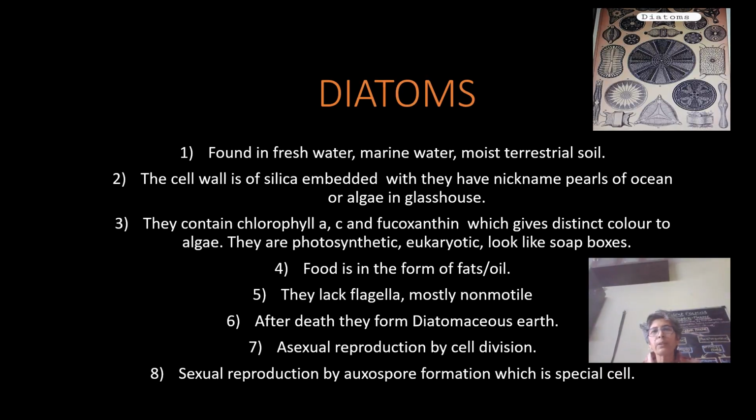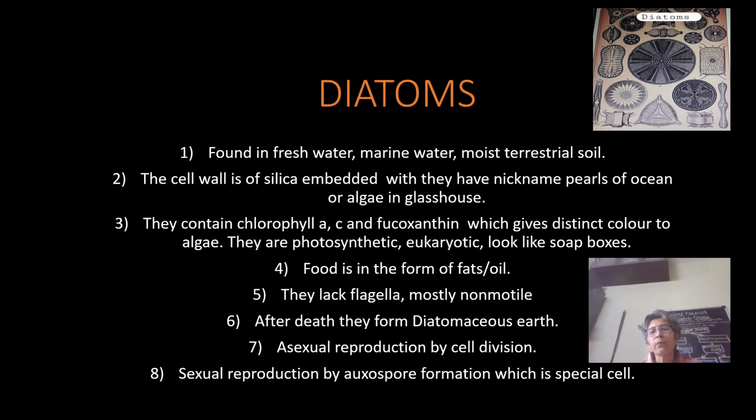The second type of specimen is diatoms. Students, you know diatoms are found in fresh water and also in marine water. They are found in moist terrestrial soil. The cell wall is made of silica. They have the nicknames pearls of the ocean or algae in a glass house.